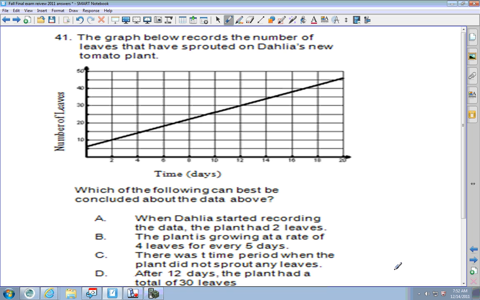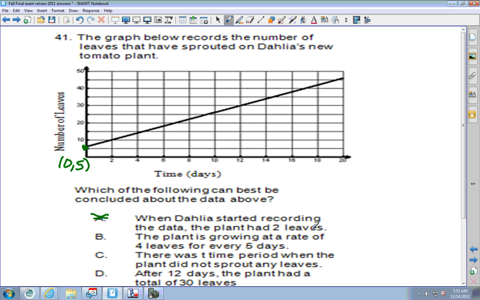Here's the next one. The graph below records the number of leaves that have sprouted on Dahlia's new tomato plant. Which of the following can best be concluded about the data above? When Dahlia started recording the data, the plant had 2 leaves. Well, when they started recording, what did each one of these lines go by? It looks like 5, 10. Right here, when she first started, there were 5 of them on there. Not 2, because my y-intercept is (0, 5).